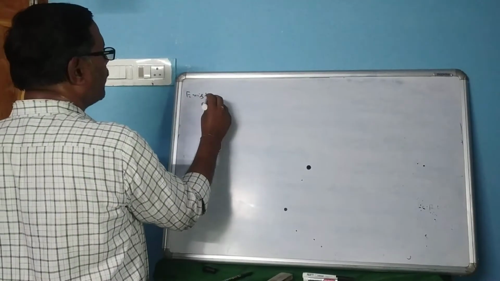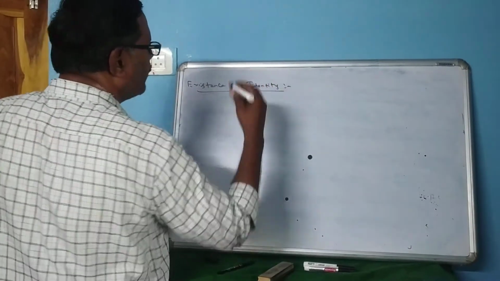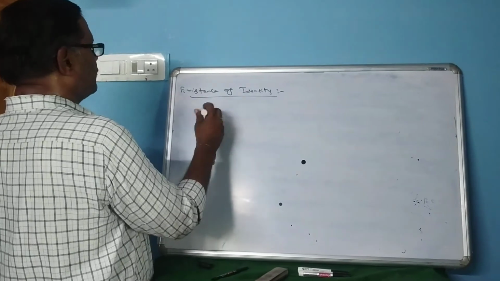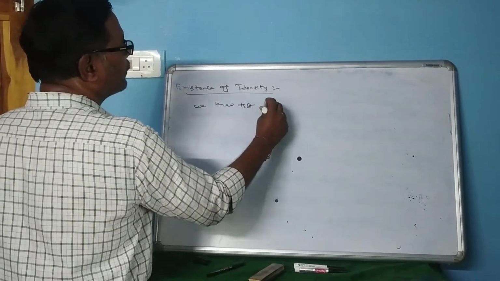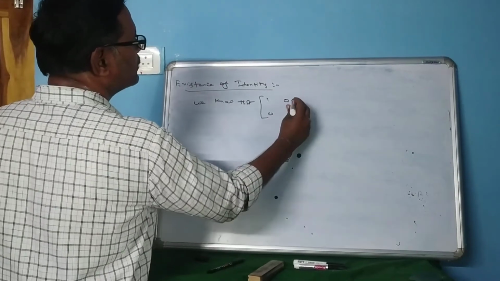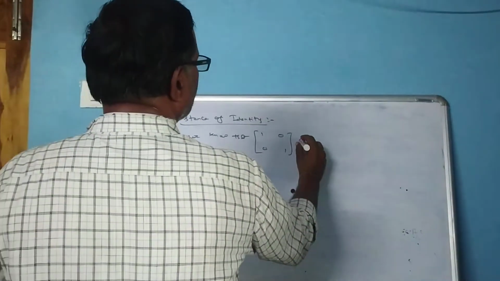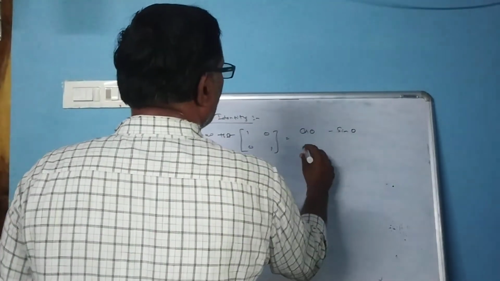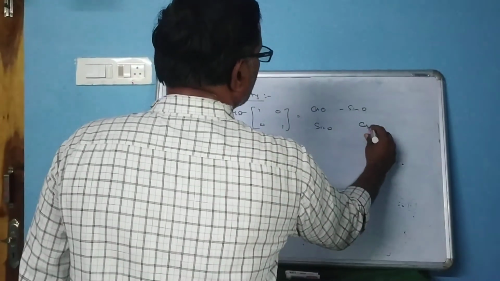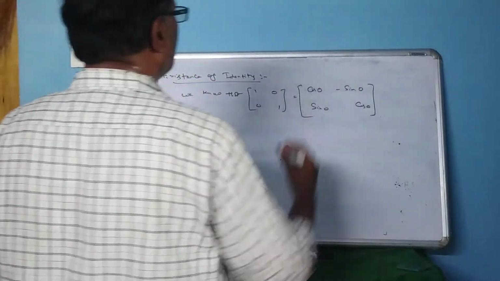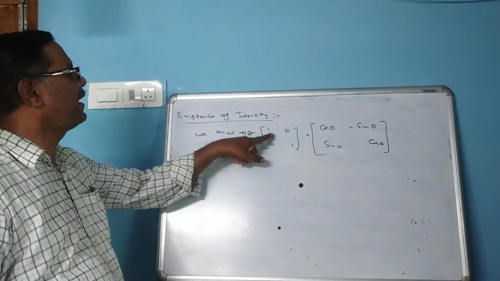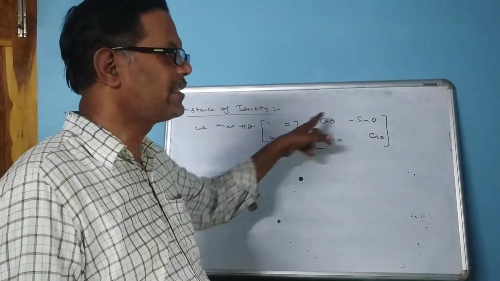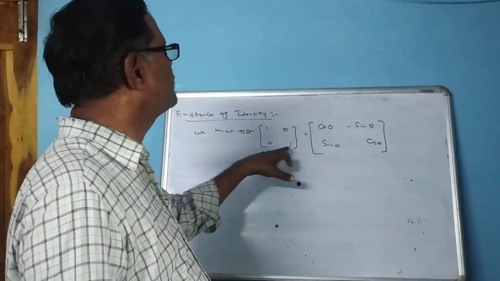Friends, now existence of identity. We know that the matrix 1001 is equal to cos 0, minus sin 0, sin 0, cos 0. Friends, we can write like this: the matrix 1001, as cos 0 is equal to 1, sin 0 is 0, whether it is positive or negative there is no difference, sin 0, cos 0 is 1.